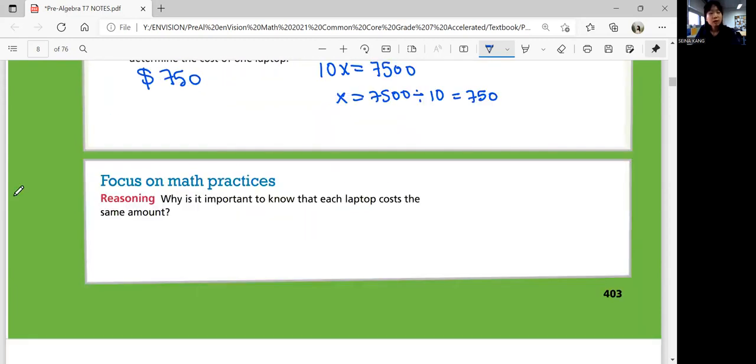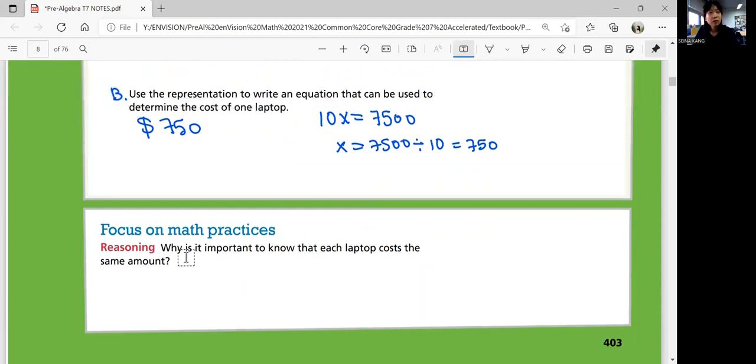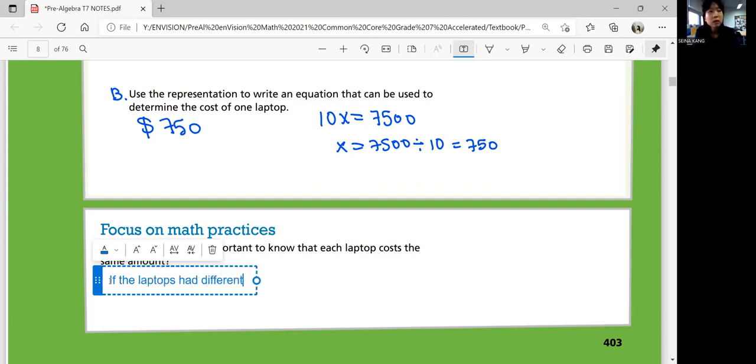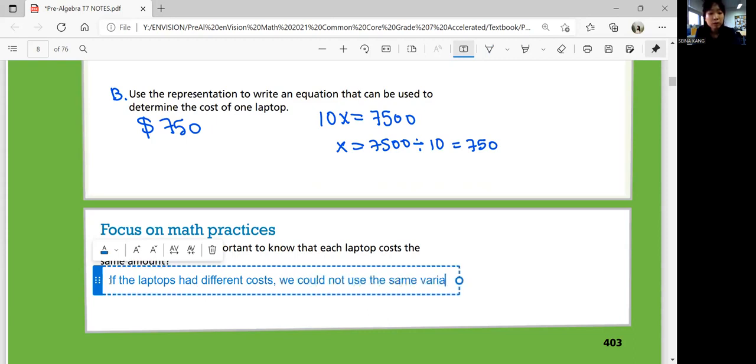Okay. Why is it important to know that each laptop costs the same amount? If the laptops don't cost the same amount, what happens? You couldn't use the same variable to represent the cost of each laptop because they're not the same, right? And there's really no way of figuring out what the cost is for one laptop because it's all different. So if the laptops have different costs, we could not use the same variable to represent the cost.